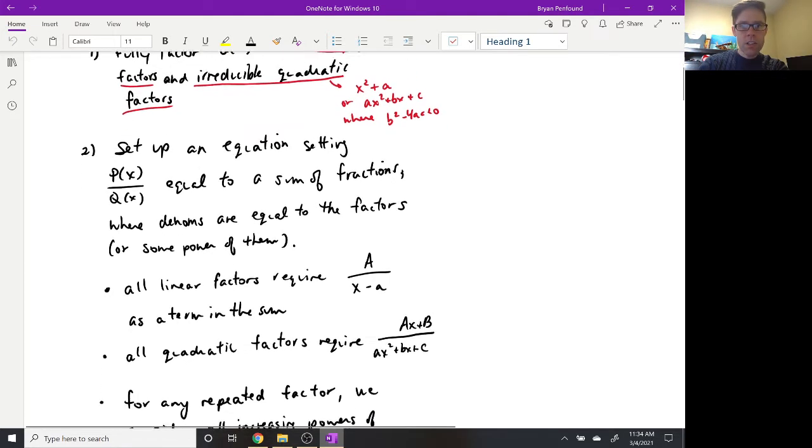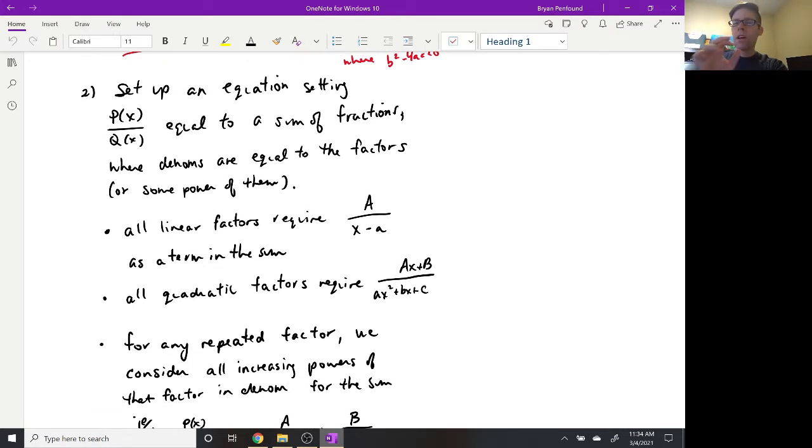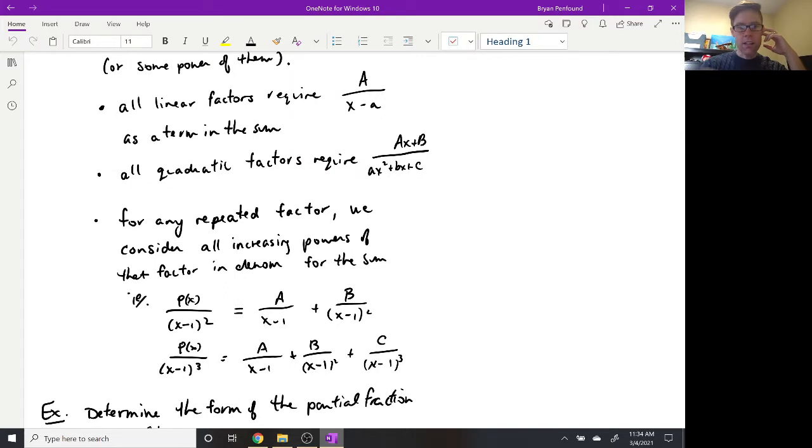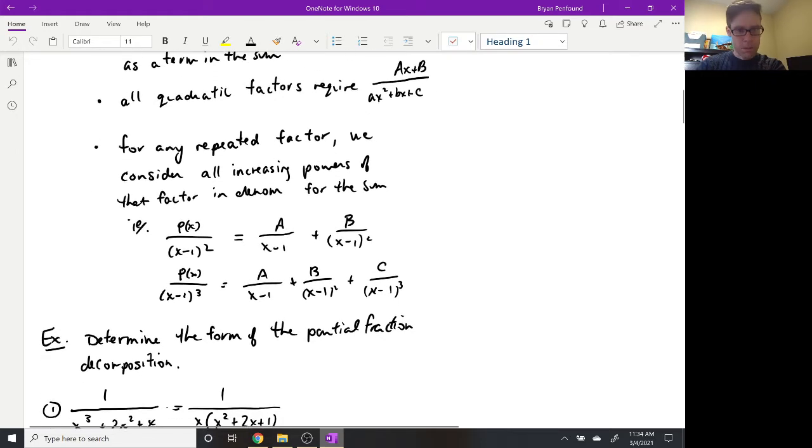Then we want to set up the original fraction as a sum of these decomposed fractions, and we do it in a very specific way. Every linear factor gets a single constant in the numerator. Every irreducible quadratic factor gets ax plus b, a linear factor in the numerator. And if you have any repeated factors in the denominator, you need to make sure to have increasing powers inside your decomposition.